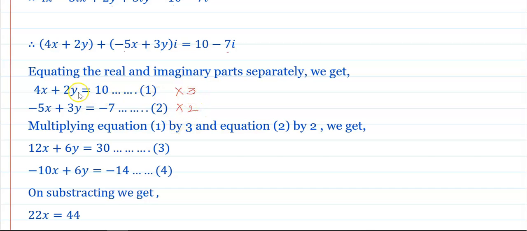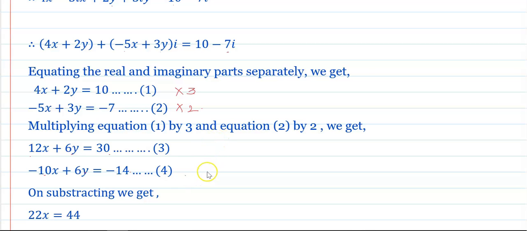Okay. Their multiplication, how much? 12x, 6y, 30. That is 12x plus 6y is equal to 30. After multiplying this by 2, you will get minus 10x plus 6y is equal to minus 14. This is equation number 4.